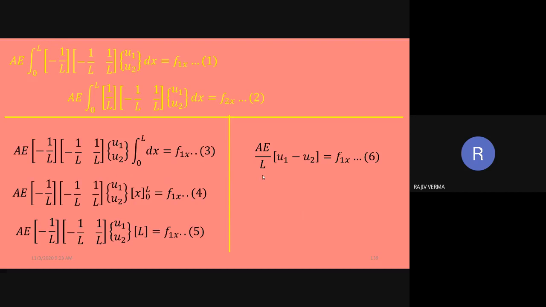This equation number 6 is what you get for I to be 1, and similarly for I to be 2, you get equation number 7. And these two equations can be represented in a matrix form, and they basically are the same equations as have been derived earlier. So this is all about the Galerkin approach, which has been applied for the bar element.